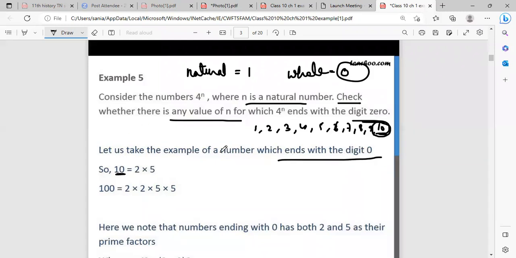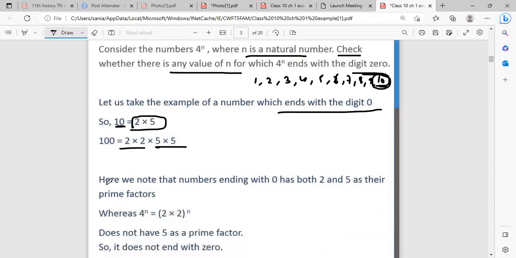Right? After 10, automatically 100 can be, right? But over here, what you have to do, like how will you make 10? 2 and 5, right? And 100, 2 multiplied by 2 and 5 multiplied by 5, right? So here we note that the number ending with 0 has 2 and 5 as their prime factor, right? So wherein, for example, if it is 4n, that means 2 multiplied by 2 and n, right? So it does not have 5 as a prime factor, so it does not end with 0.